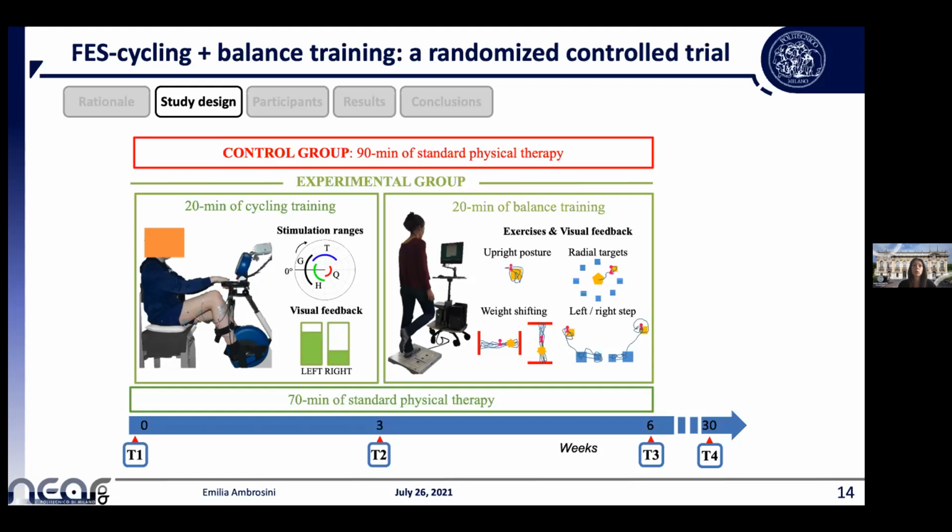So our primary outcome measure was actually gait speed. We also performed, of course, assessments. So patients were assessed at T1, at baseline, after 3 weeks, when we changed the intervention, after 6 weeks, and in a follow-up session about 5 months from the end of the intervention.